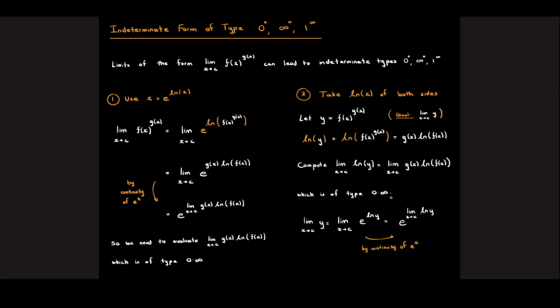And so a few things I want to highlight here is that this continuity of e to the x is important. Okay, you cannot just pass limit signs wherever you want. Here it's completely justified because e to the x is a continuous function, and so it's completely valid to move the limit inside e to the x here.